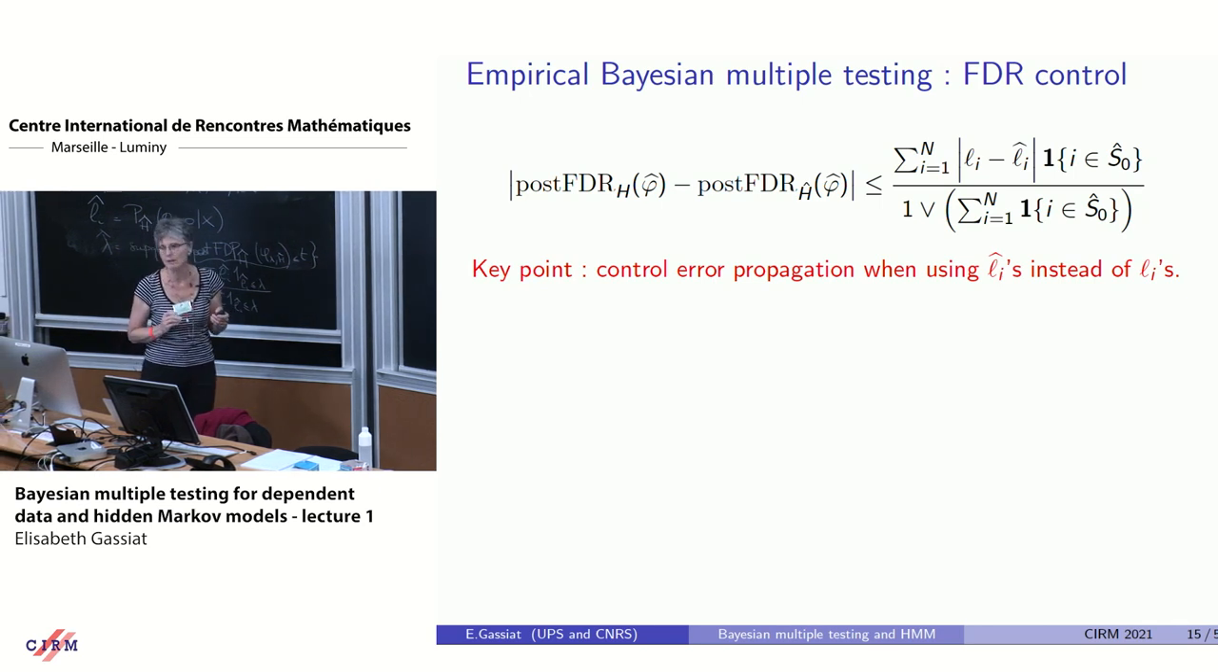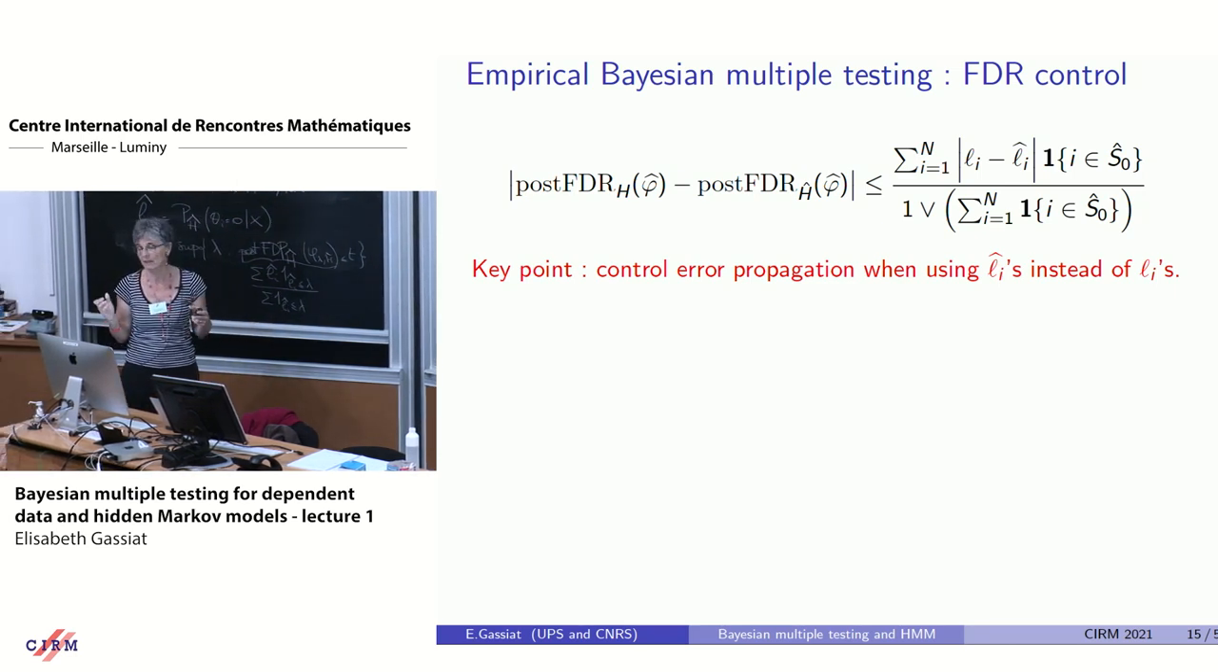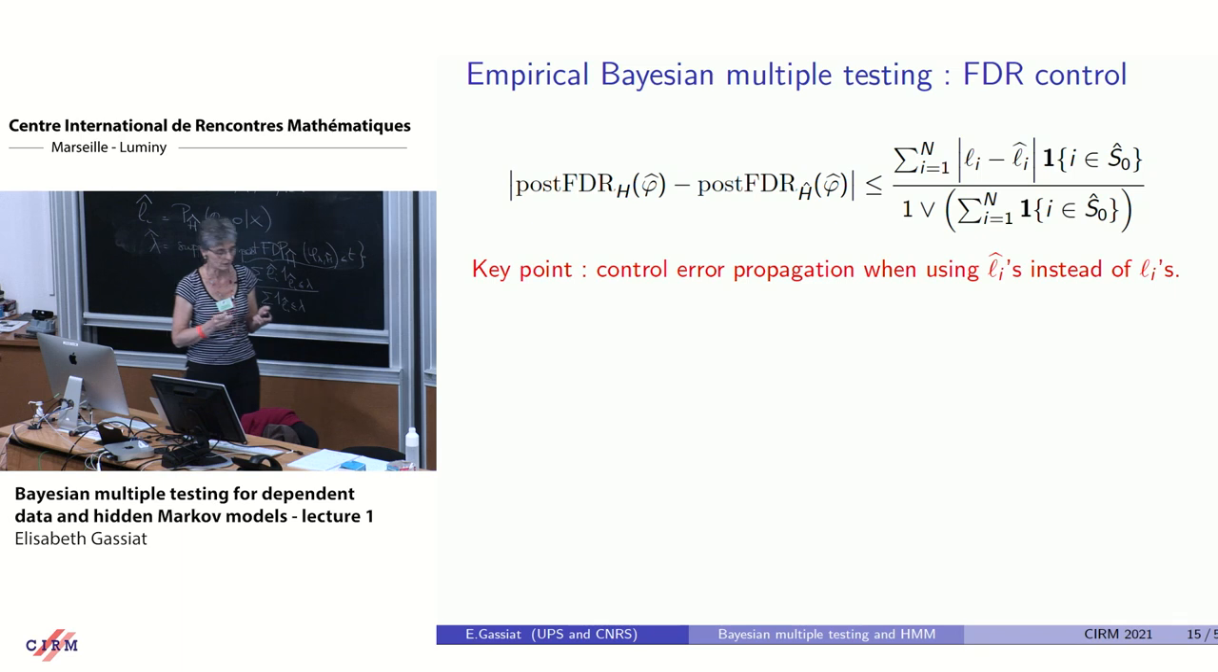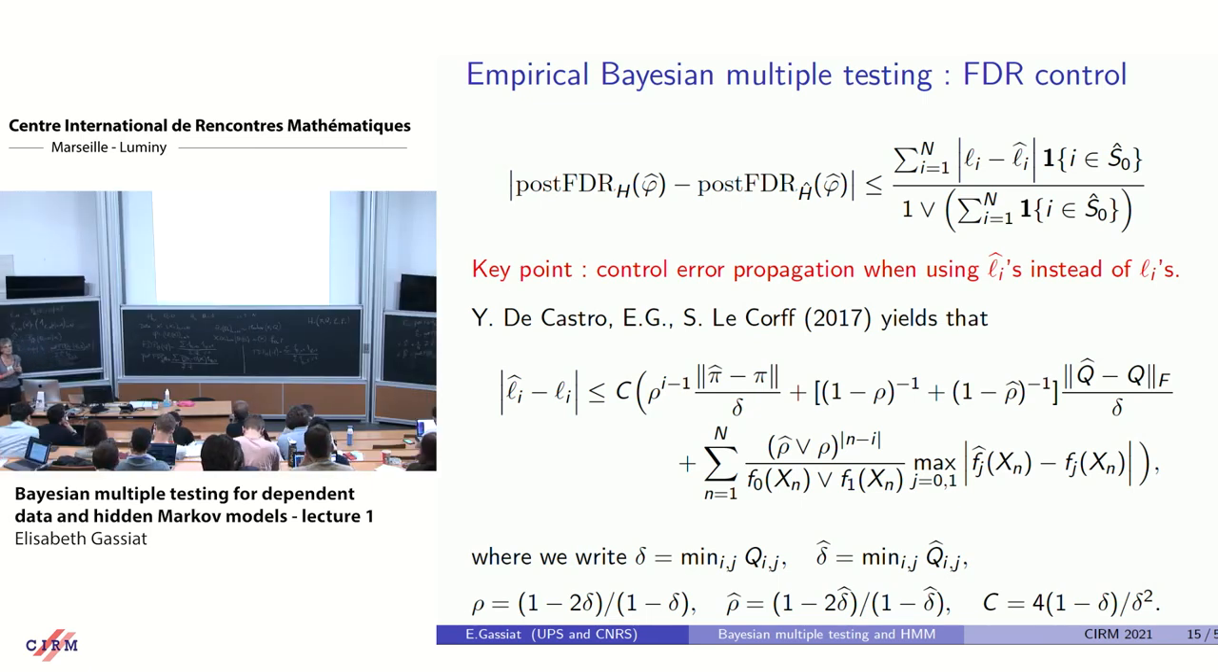So the key point here, this is a general idea, is to understand how your empirical Bayes multiple testing methodology works. It's needed to understand what's the error propagation when you compute your posterior probabilities using some data-driven prior or the unknown truth. So here, this is the inequality Judith talked about yesterday. So we had a paper on that, showing that you can control this posterior probability.